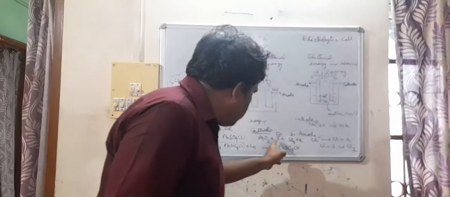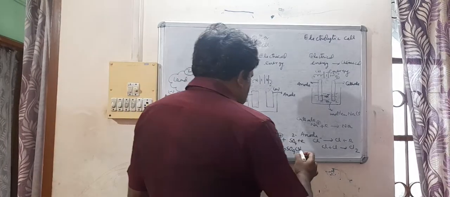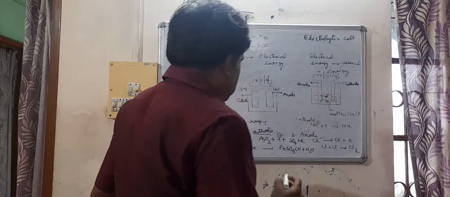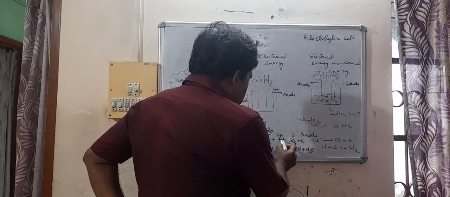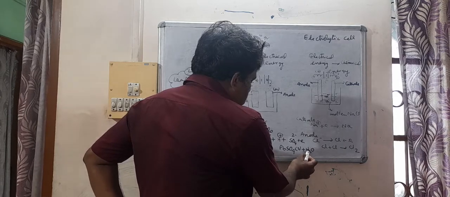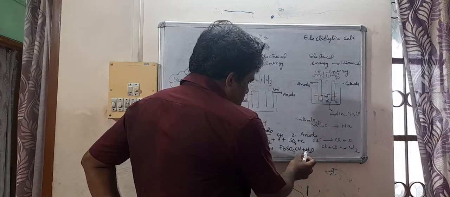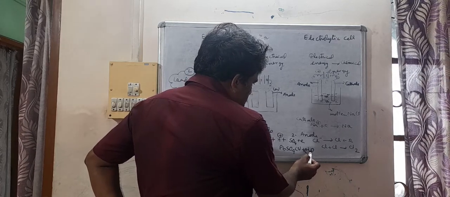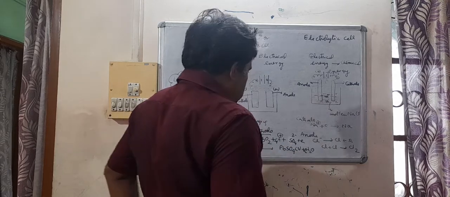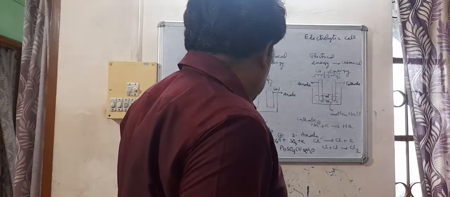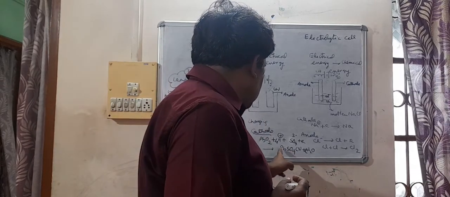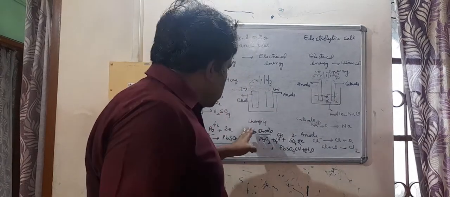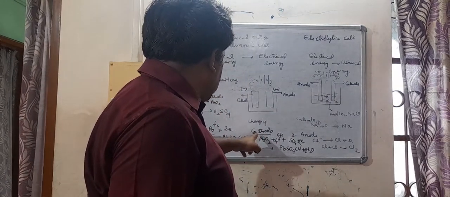So if I balance this equation, PbSO4 plus water, since here water has 2 hydrogen, actually for balancing it will be 2 here and it will be 4H plus, and now you see everything is balanced. Here there will be 2 electrons also. So this is the reaction that happens at the cathode.